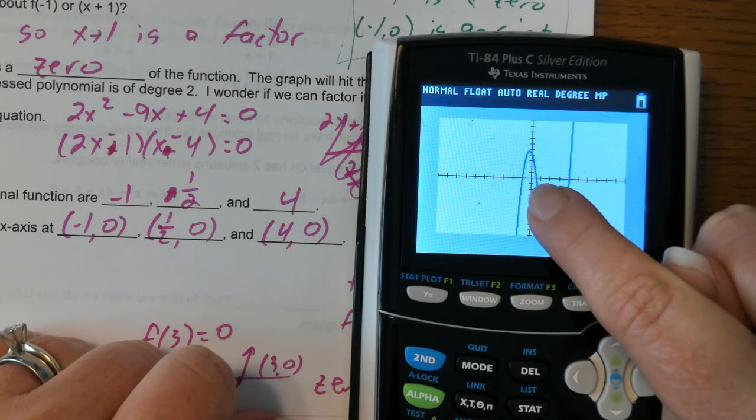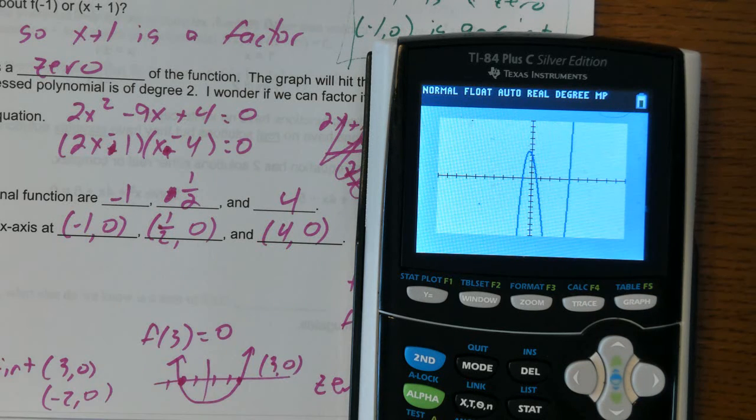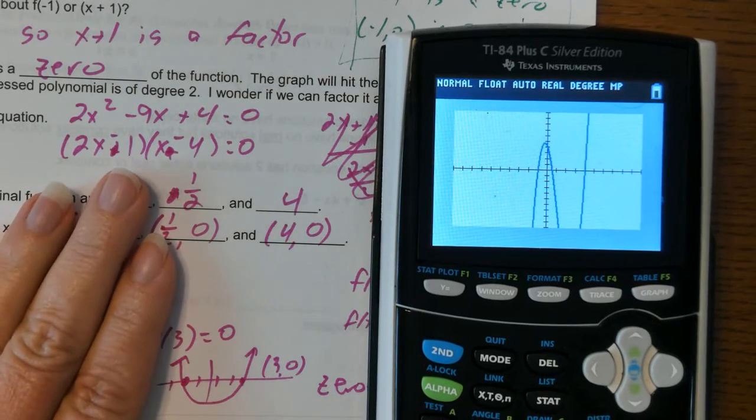It's between 0 and 1. 1/2 seems like a reasonable number for it. It's kind of hard to tell just by looking at the graph, but once we think that's what it factored to, we can verify that.